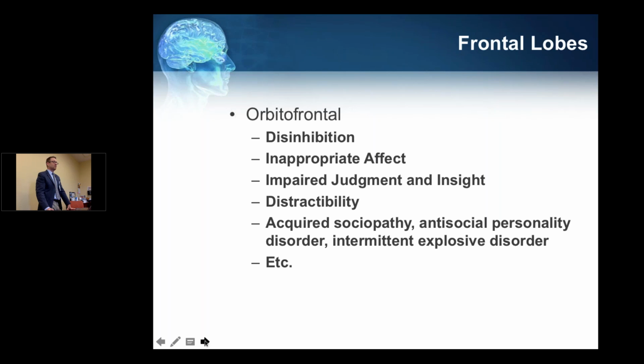That's where you have real problems with authority. Intermittent explosive disorder, relatively self-explanatory. People that have sociopathy, things like that. So it all seems to be damage to that area.